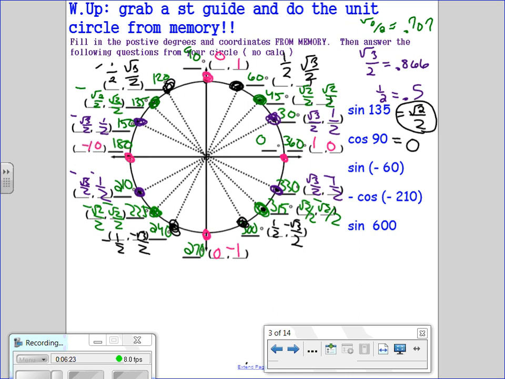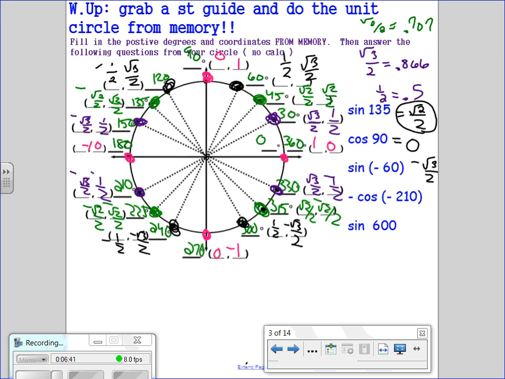All right, negative 60. If I would spin negative 60 degrees, I would land probably about here at 300. So what's the sine value at 300? Negative radical 3 over 2, the y value. Yep.